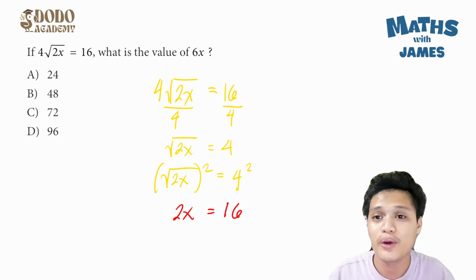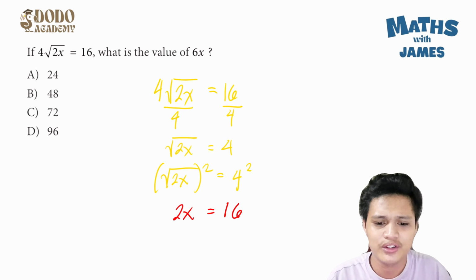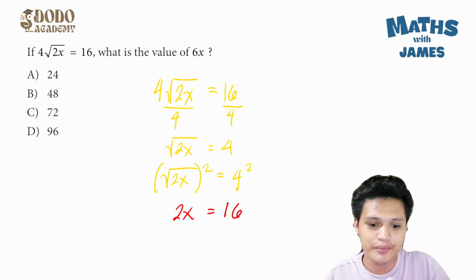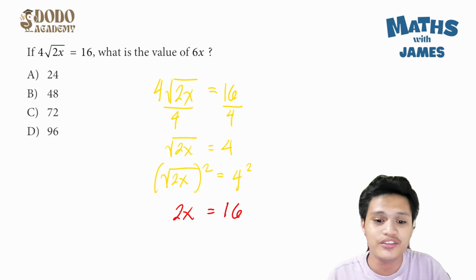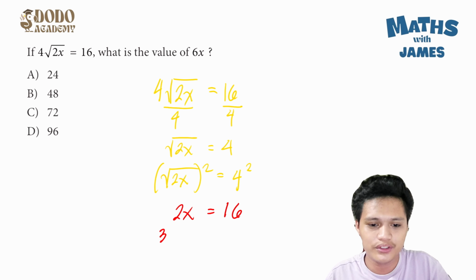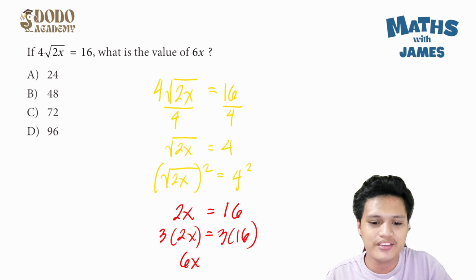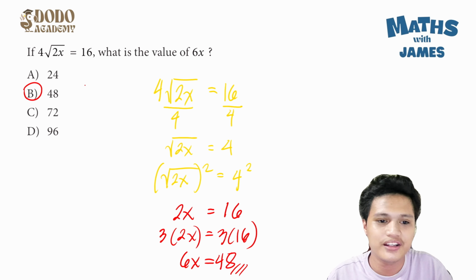But wait, we're actually looking for the value of 6x. From 2x, we can obtain 6x by multiplying it by 3, and we'll do it on the other side of the equation as well. So 3 times 2x equals 3 times 16. And therefore, 6x is equal to 48. So our answer here is letter B.